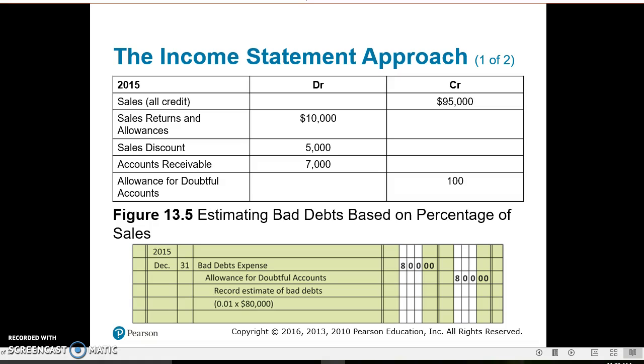And so they have looked at it and said, okay, we have a bad debts expense, we have an allowance. The $100 is already in the allowance, sorry. We're going to take $80,000. They come up with $80,000 because if you take 95 of the sales minus your sales return allowance and your sales discount, then you get 80. Take a percentage of that. That is your direct write-off.